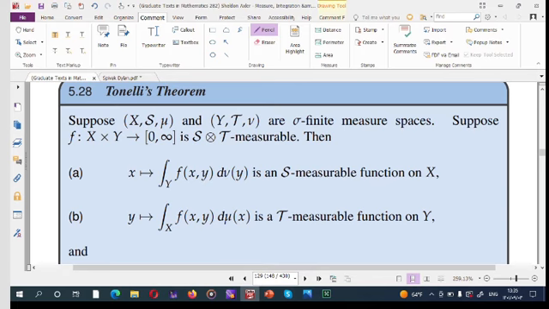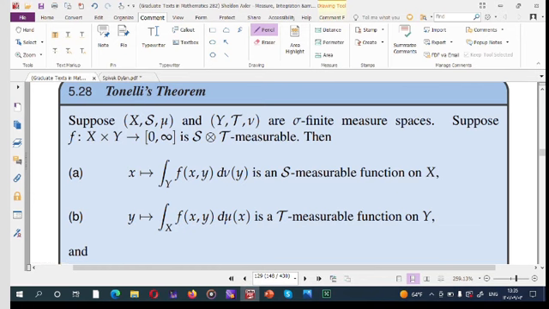and this integral is a scalar number, okay? So that this function is a function from X to R, okay? Now this function is a measurable function on X, and also this function y maps to this integral.